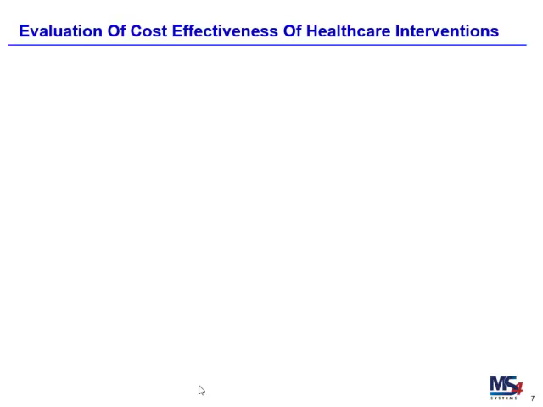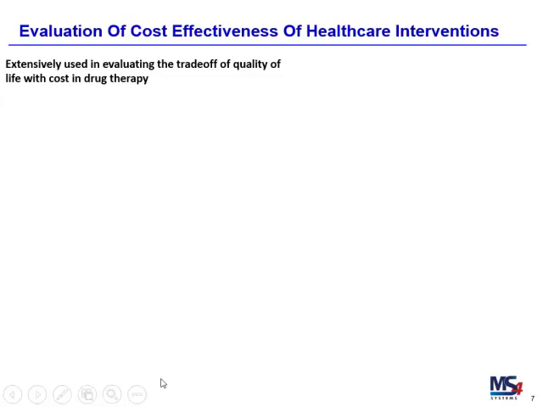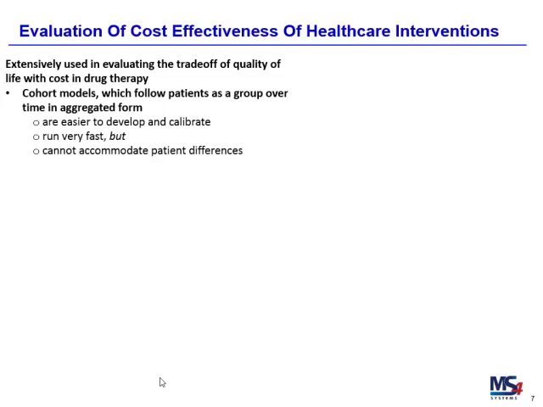A major use of Markov modeling is in the healthcare domain, where the evaluation of cost effectiveness of health interventions can be done, and has a long tradition of being applied. It's extensively used in evaluating the trade-off of quality of life with cost in drug therapy, for example. Cohort models, which follow patients as a group over time in aggregated form, are easier to develop and calibrate. They run very fast, but they cannot accommodate patient differences.